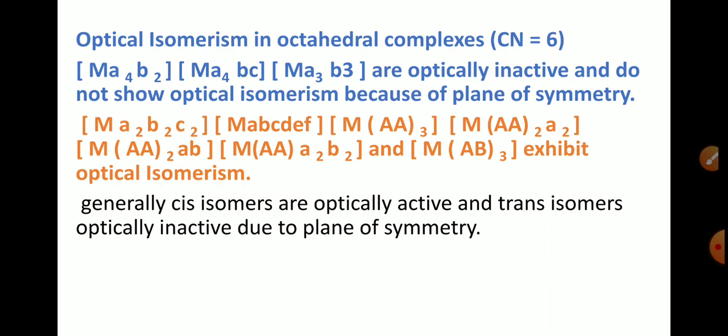Ma2b2c2 type, MABCDEF type, and other types exhibit optical activity, or they show optical isomerism. Generally, cis-isomers are optically active and trans-isomers are optically inactive, because trans-isomers have a plane of symmetry and cis-isomers do not. Cis-isomer means the same groups are adjacent to each other.